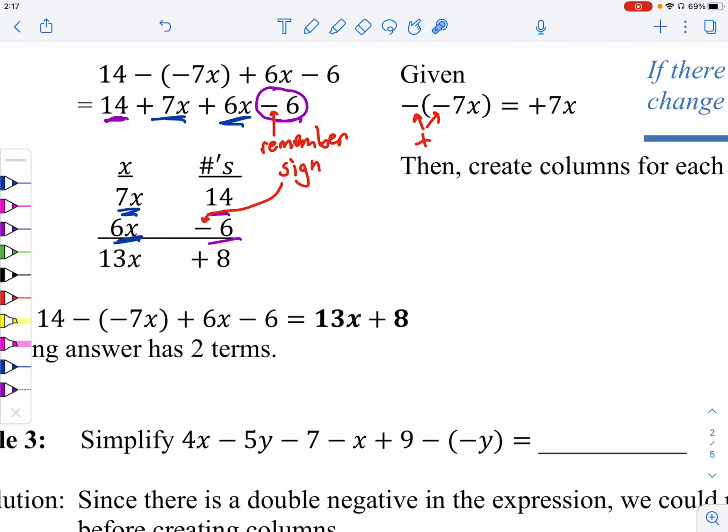And then we just add our columns, right? 7x plus 6x, 7 plus 6, 13 x's, so 13x. Our numbers, 14 minus 6, or 14 plus -6, same, is +8. So our final answer is 13x plus 8. So 13x plus 8, we have two different terms. 13x is one term, 8 is your second term, and they're separated by addition. So we got two terms.